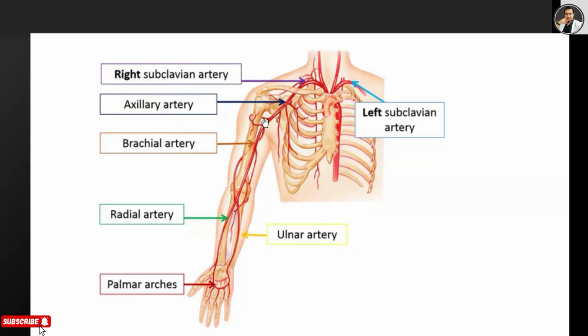The subclavian artery continues as the axillary artery, which gives various branches to the shoulder and some branches to the chest. In the arm, the artery is called the brachial artery. The brachial artery has two main branches. One is called the radial artery. The other branch is called the ulnar artery. The two arteries form an arch in the hand.